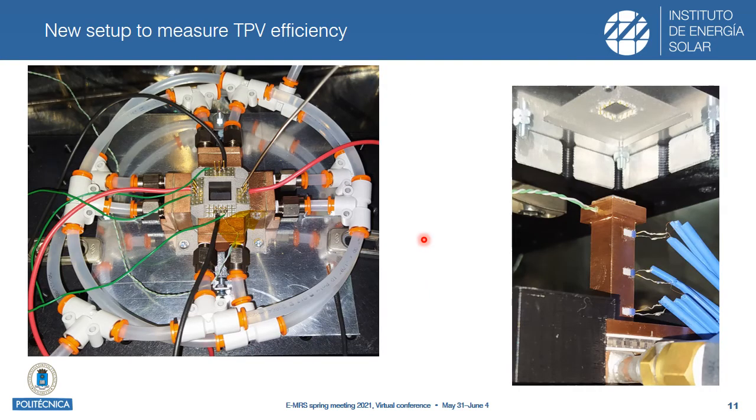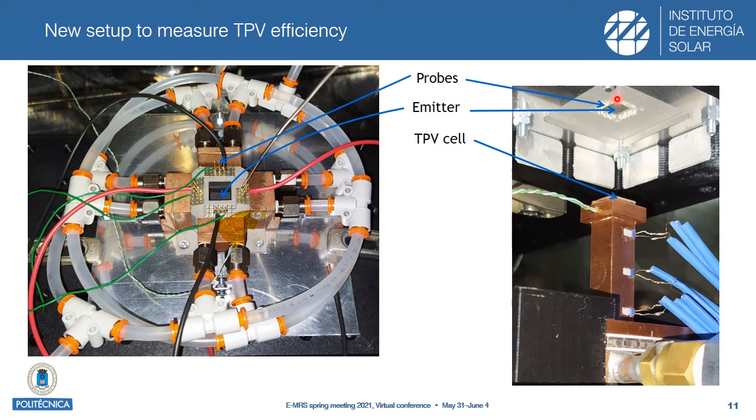These are pictures of the main parts of the implemented setup. This is a picture taken from above, and this is a picture taken from below. Here you can see how the graphite emitter is contained in this structure. So this surface of the emitter is the one that will face the TPV cell, which is placed here below.